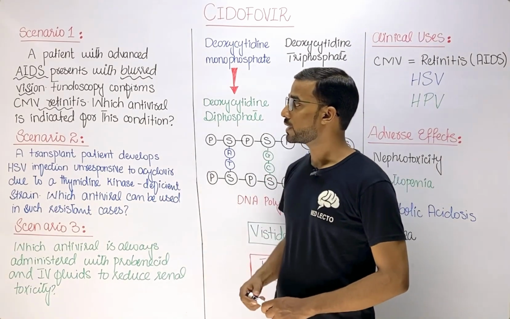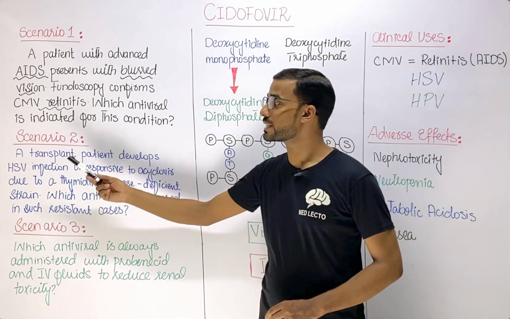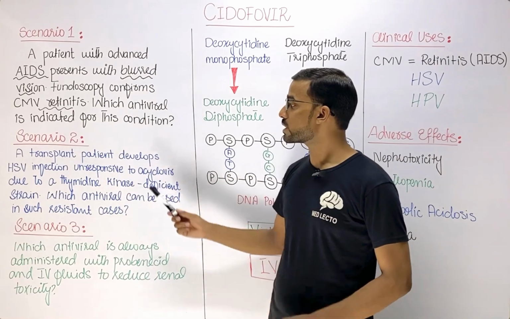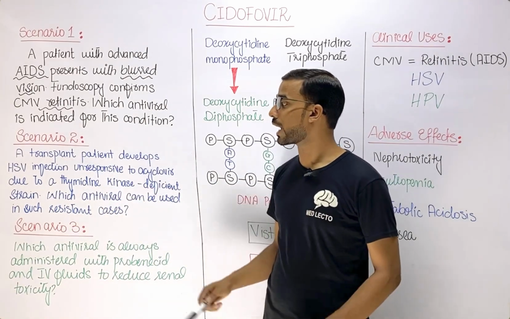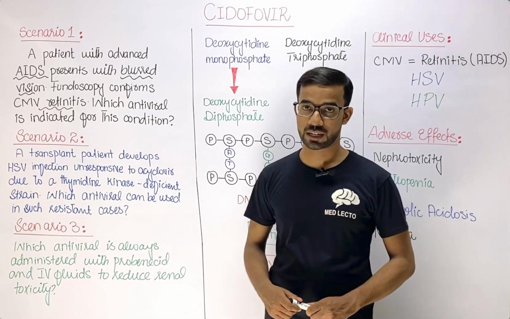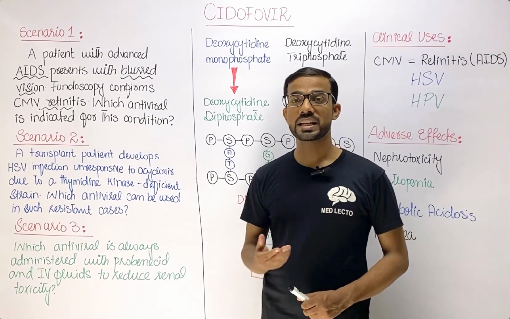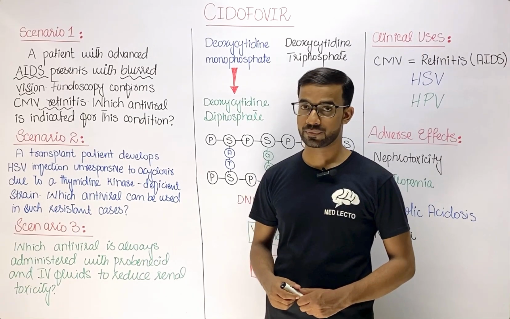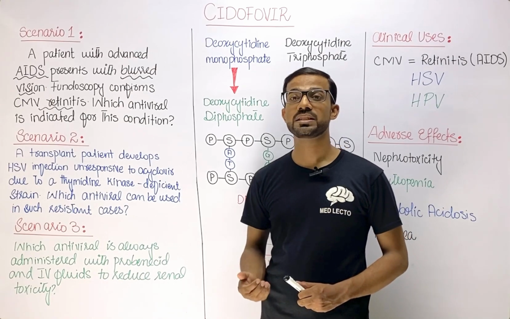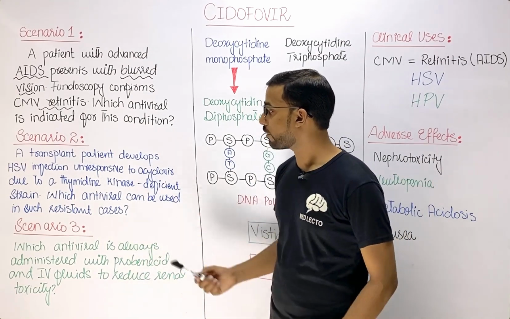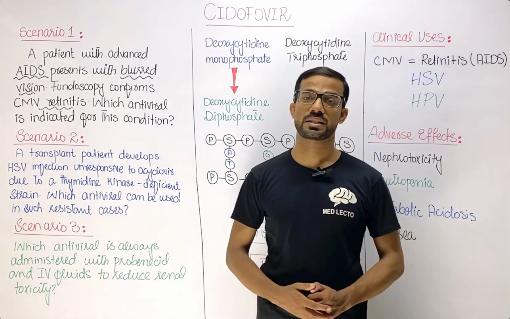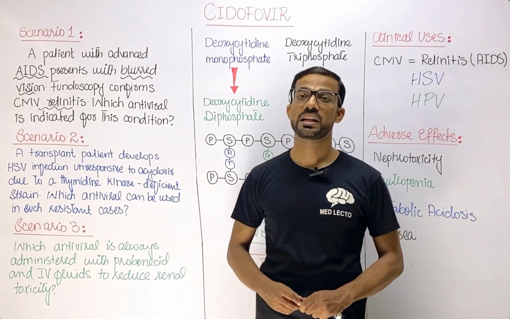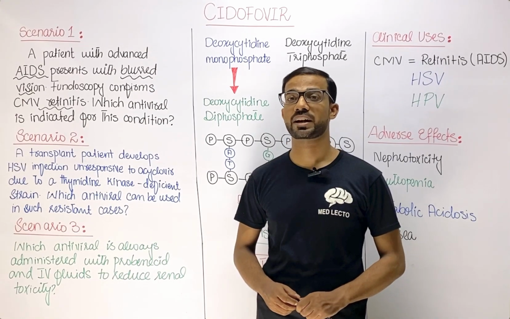The next scenario is a transplant patient who develops HSV infection, herpes simplex virus infection, unresponsive to acyclovir due to a thymidine kinase deficient strain. An HSV strain having no thymidine kinase enzyme, which actually activates the different drugs. Which antiviral can be used in such resistant cases? So you can see the patient is infected with herpes simplex virus.